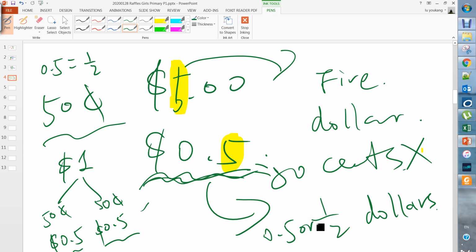$0.5. Okay, so $0.5. If I tell you $0.5, what does it mean? Is it less than $1 or more than $1? It's half. Yeah, I'm asking which one is more. Is $0.5 more than $1 or less? Less, right? Because 0.5 is less than 1, right? Yeah. Okay, so that means let's go back to that.